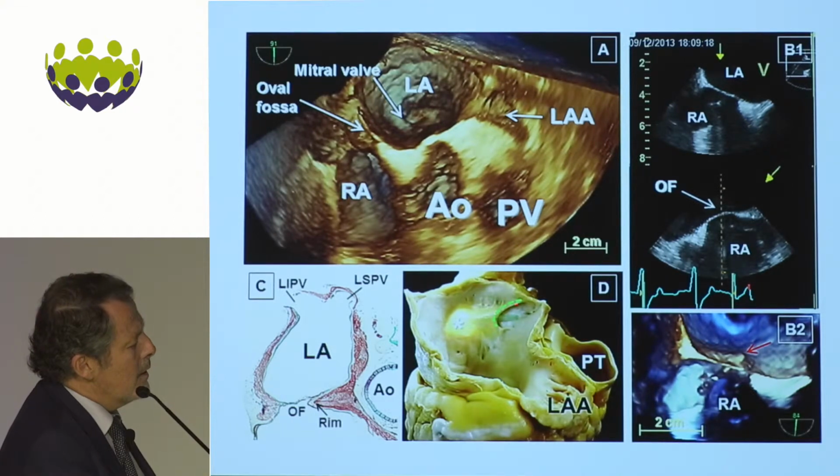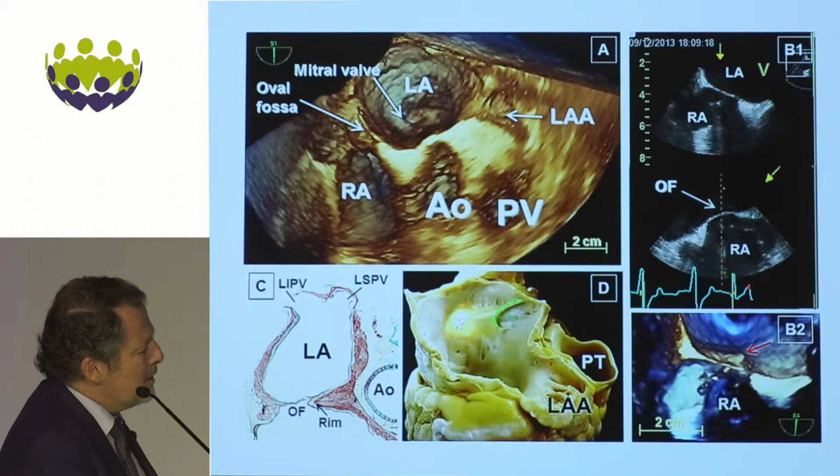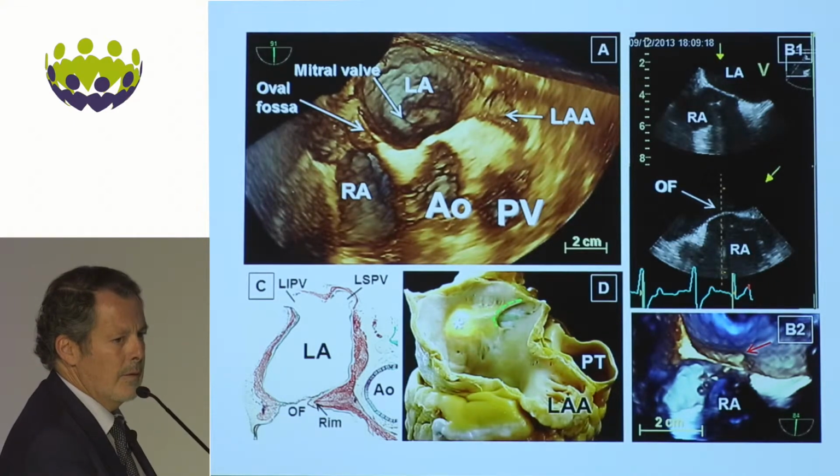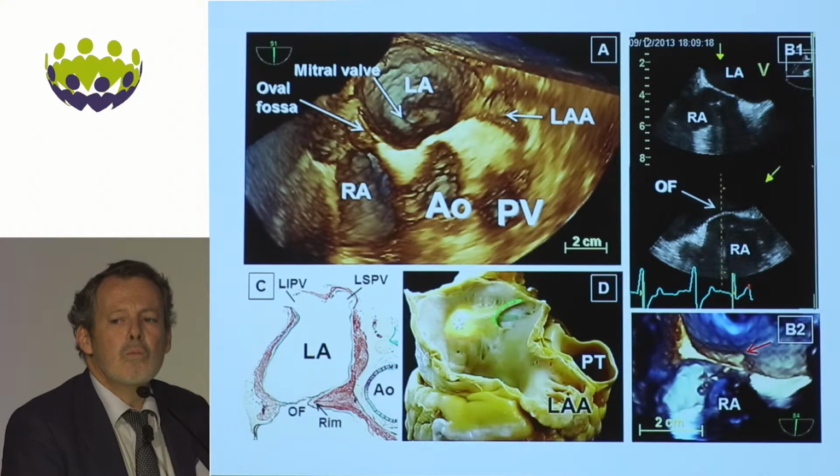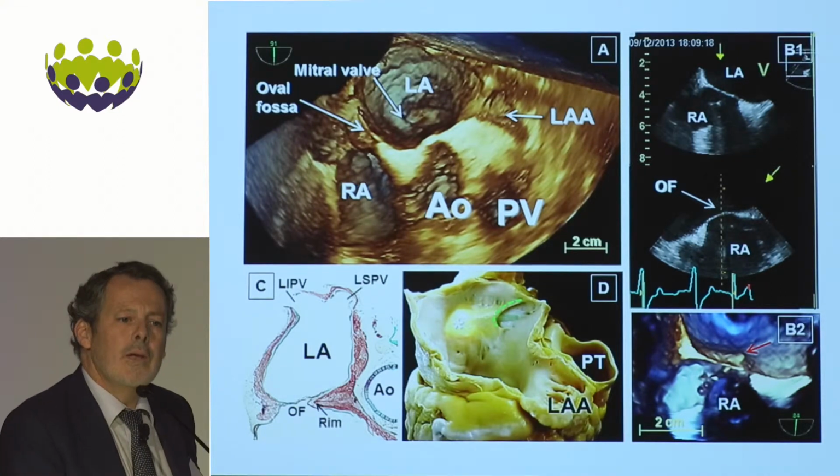Here you see this aneurysm in the left-sided aspect of the fossa ovalis. This is the fossa ovalis, septum secundum, forming this aneurysm in the left atrium. Please note all these endocardial trabeculations in the left atrium. The left atrium is not as smooth as we usually believe.